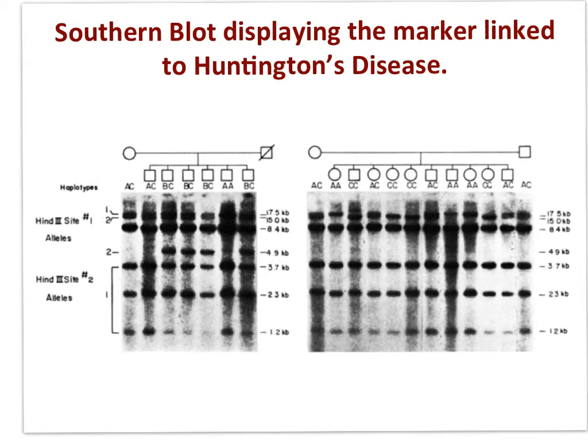The family on the right in this image has no Huntington's. The father for the family on the left has Huntington's. Given that, can you see the marker that identifies the children in the family on the left as having Huntington's disease?